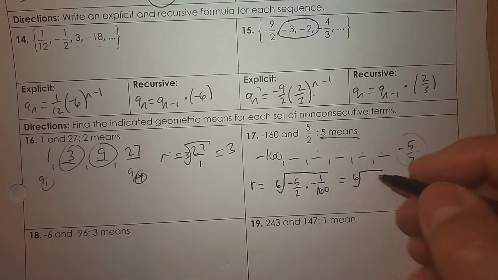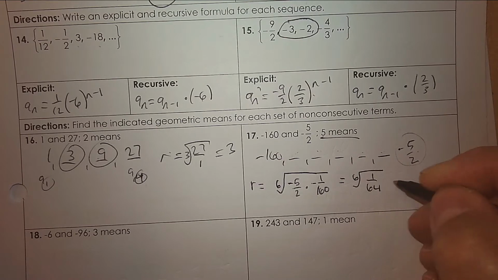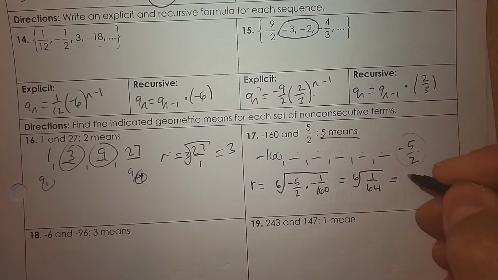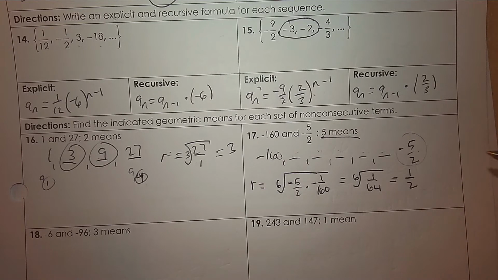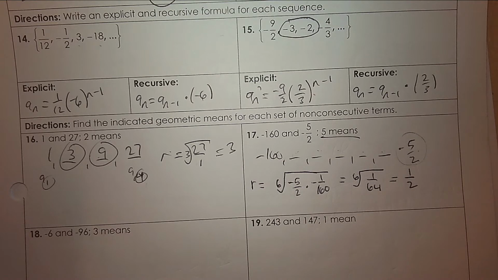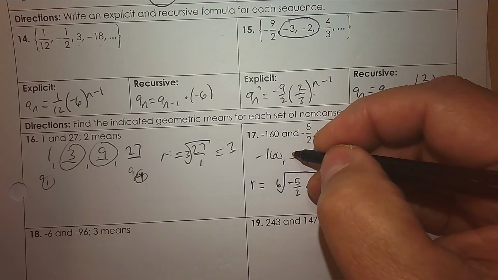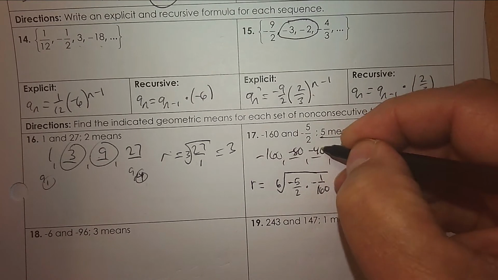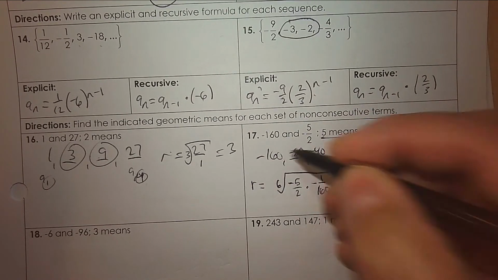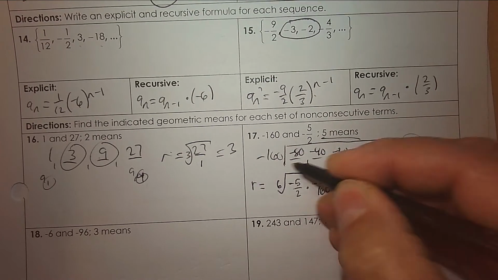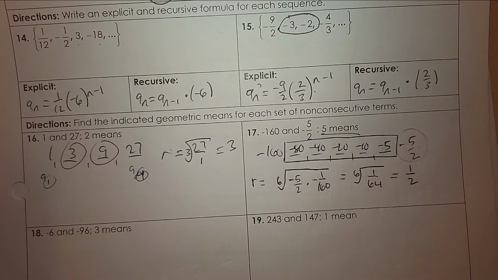So it's 1 over 64, and the 6th root of 1 is 1, and the 6th root of 64 is 2. So it's 1/2. Then all you have to do is multiply by a half. So that means half, half, half, half, half, and then do you see how it fits? It'd be a fraction at the end. So those are your 5 geometric means. So let's try it again.